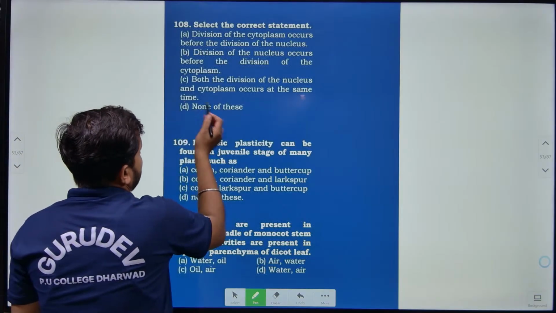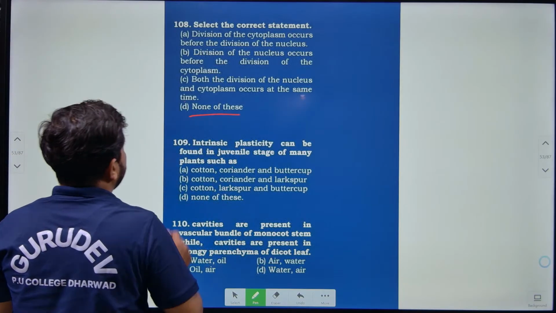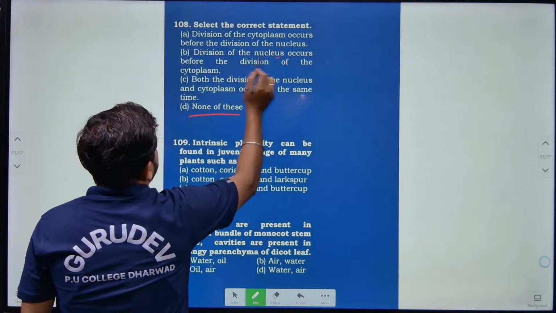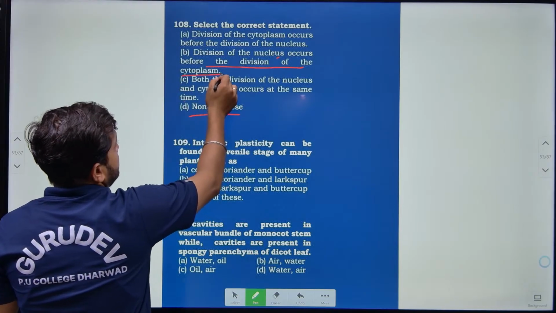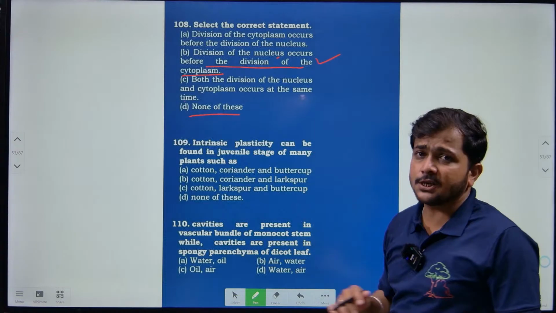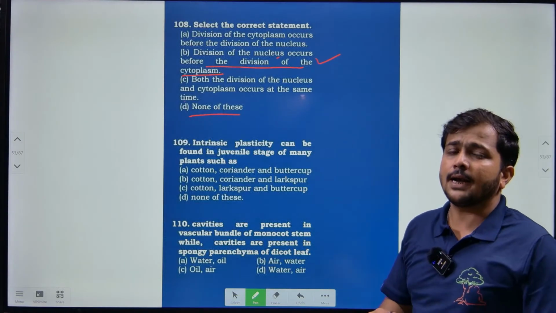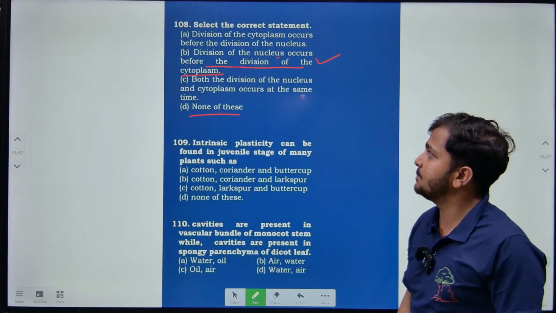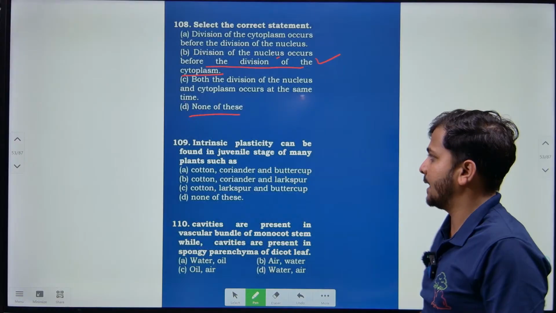So according to this, the division of nucleus occurs before the division of cytoplasm, and that itself is actually correct, right? Because first nuclear division takes place when it comes to the cell division, then the cytoplasmic division can be seen. So here option B is correct, right?